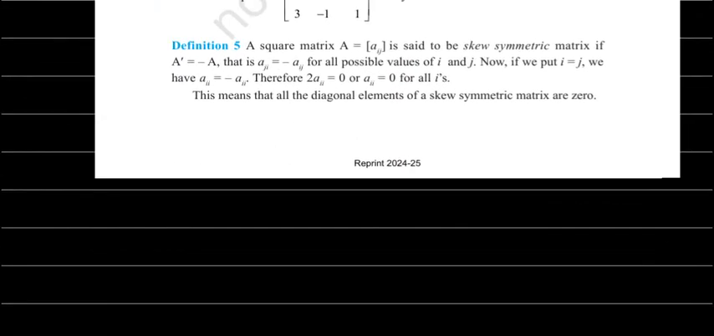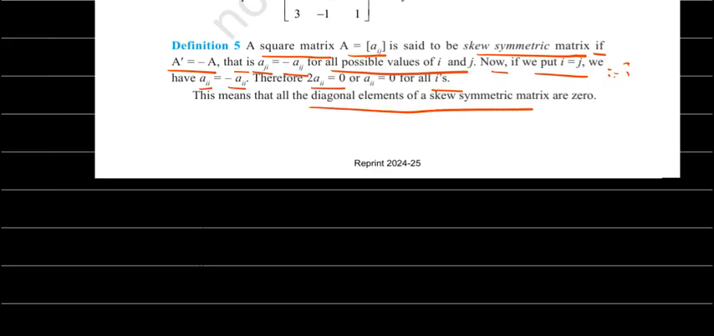We will come to the skew symmetric matrix itself. A square matrix A with entries Aij is said to be skew symmetric if A dash is equal to minus A, that is Aji is equal to minus Aij for all possible values of i and j. Now, if we put i equal to j, we have Aii equal to minus Aii, therefore 2Aii will be equal to 0. If you transfer the 2 to the denominator, Aii is 0 divided by 2, which is always 0 for all i. This means all the diagonal elements of a skew symmetric matrix must be 0.